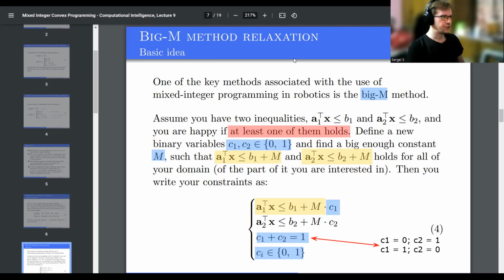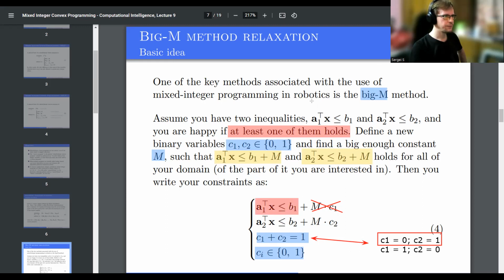Let us consider those options one by one. Let us consider this option. What is going to happen if this is true? Well, first of all, if C1 is equal to 0, that means that this guy goes to 0. So here we have the original constraint, the way it was without mixed integer variables. So this constraint will have to hold.